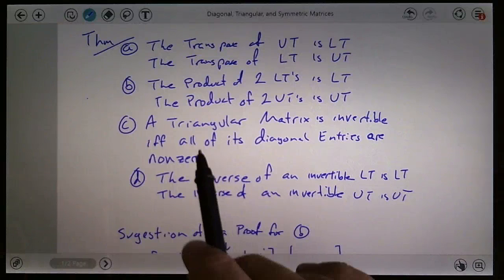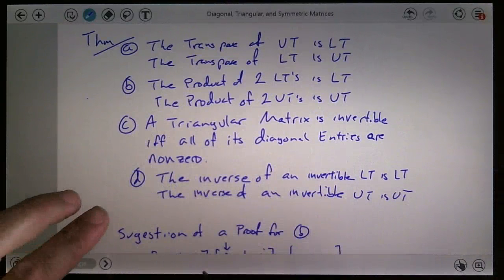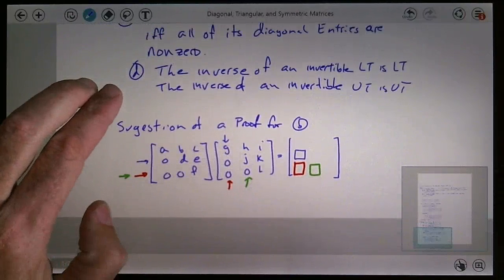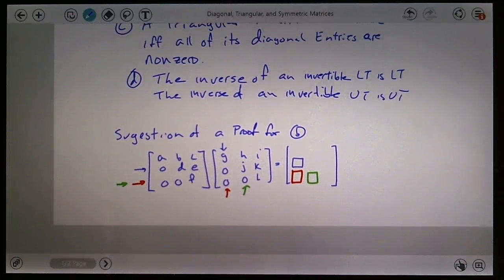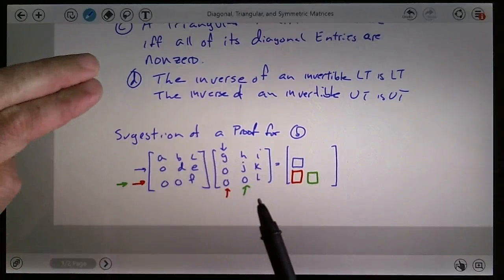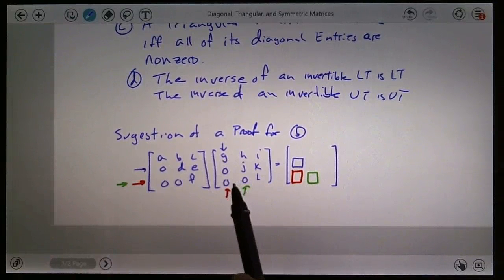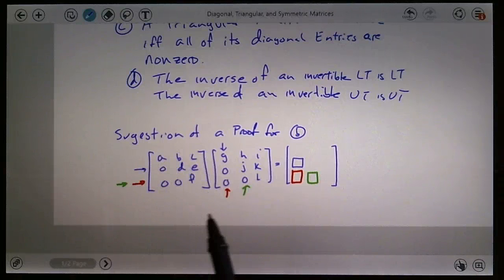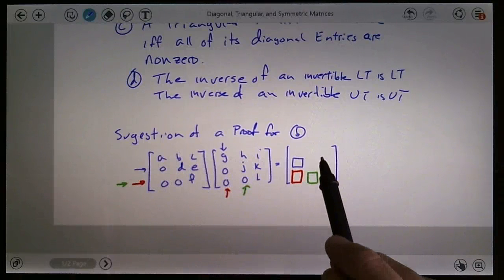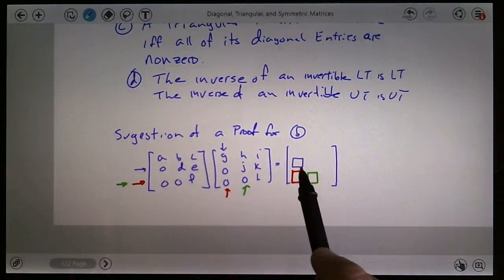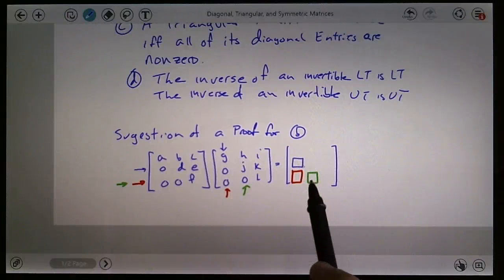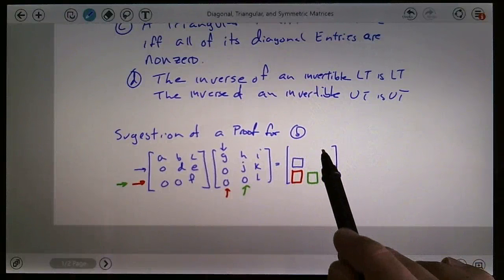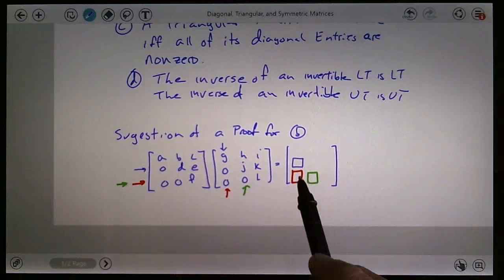Now I'm going to just give you a suggestion of proof for part B. The book actually walks through it a little more, but I'm going to just see this in terms of a 3 by 3 case. They prove it more generally. But the idea here is, I've got the product of two lower triangular matrices, and I want to show it is lower triangular. So here's one lower triangular matrix, here's another one. Now, when I look to see whether this is lower triangular, I really just have to look at the entries below the diagonal and say, hey, are those all 0? If those are all 0, then I don't care what these are. This is lower triangular.